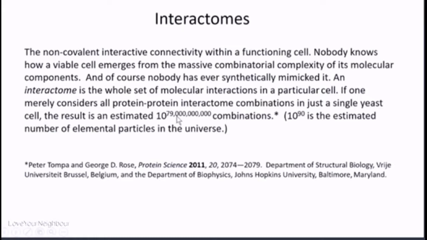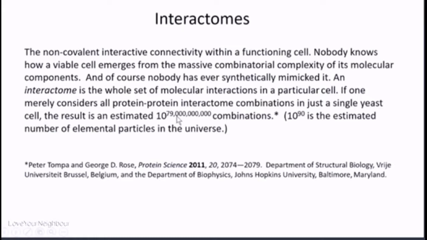Then there's the interactomes. This is the non-covalent interactions within a functioning cell. So if you just take the proteins in a single yeast cell, 3,000 different proteins, if you say, what's the way that these can line up next to each other in this cell for working? Well, it turns out that's been calculated by these groups from Belgium, Brussels, and from Johns Hopkins, and it's 10 to the 79 billion combinations.